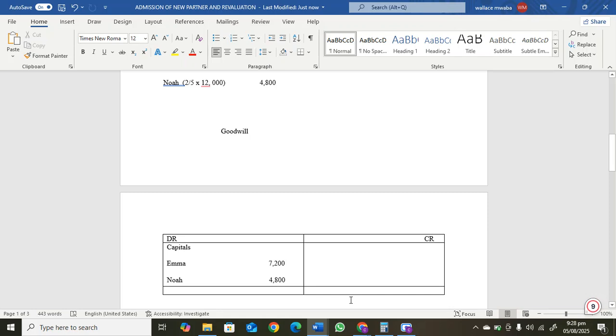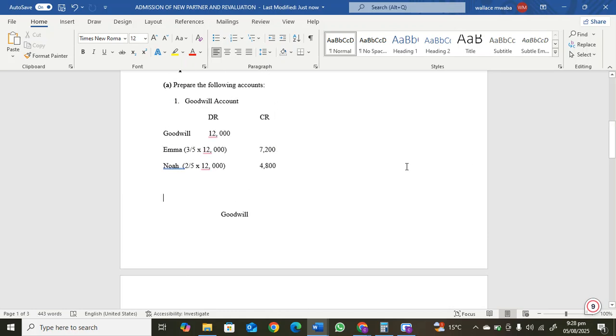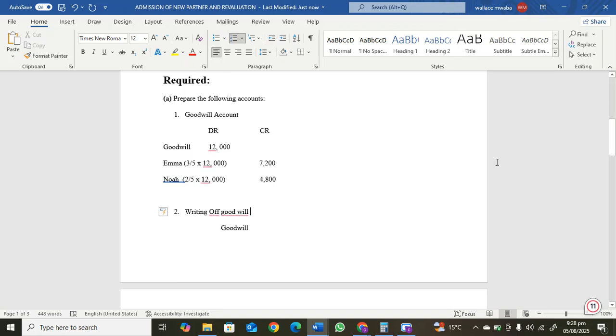So, colleagues, that's the first thing you do. Open the Goodwill account, find out how much each partner is entitled to before the other partner enters. Then, step two, you now need to write off the Goodwill account. Basically, we're closing the Goodwill. We're going to debit each of the partners, including the new partner, with the new profit sharing ratios, and then credit the goodwill the same amount, 12,000.